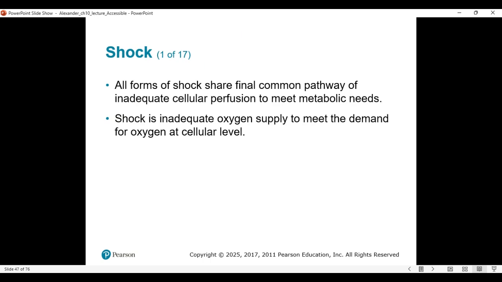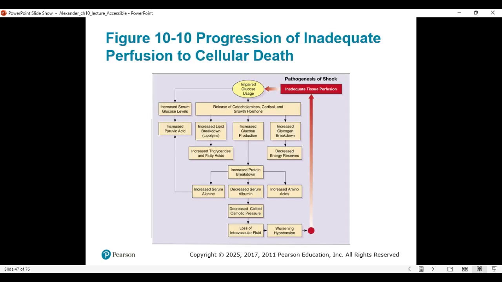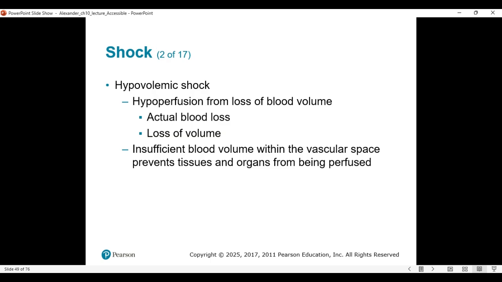Moving on to shock. All forms of shock come from a pathway indicating a lack of cellular perfusion to meet the metabolic needs. Shock is an inadequate oxygen supply to meet the demand. The different forms of shock: we have hypovolemic, which is hypoperfusion from the loss of blood or fluid. It can be actual blood loss or loss of volume. And if we don't have enough blood, we can't carry enough oxygen, so our tissues can't be perfused.